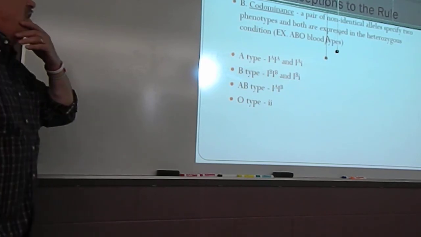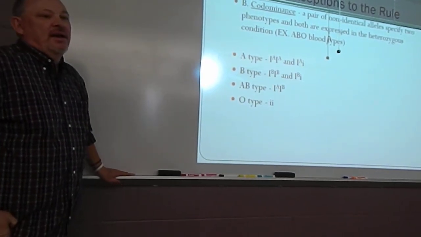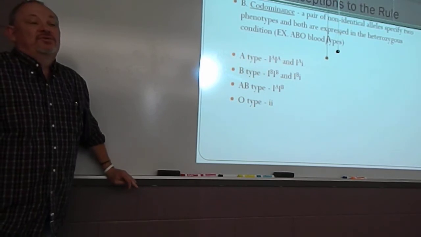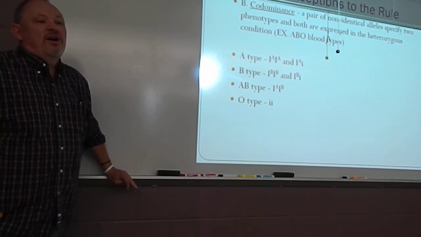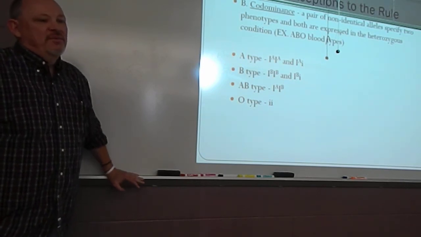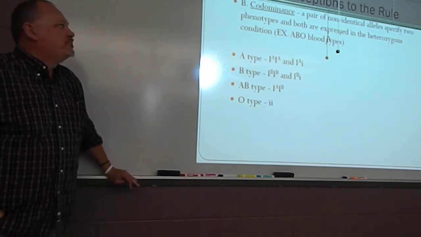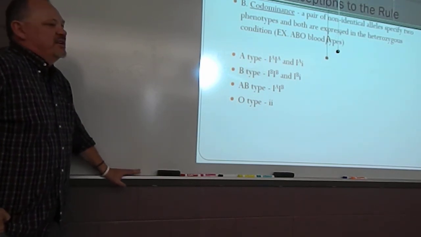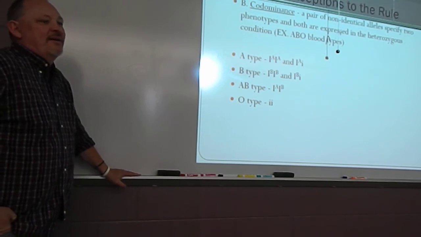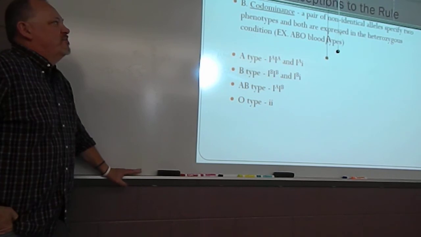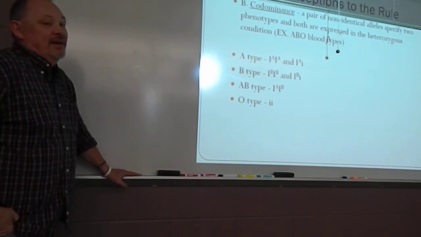But the next one is called codominance. All right, and this one is going to be two different actual traits going on at the same time. So there's a little bit of complexity with it. But you should star the definition of codominance. And you should star ABO blood type, human blood type, because that's an example of that.